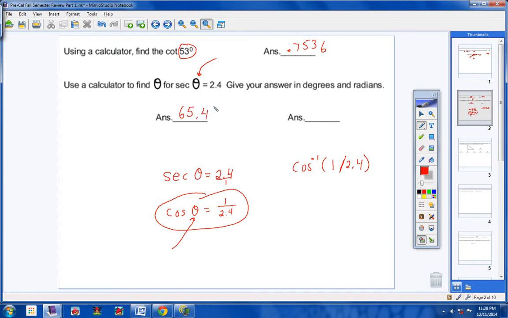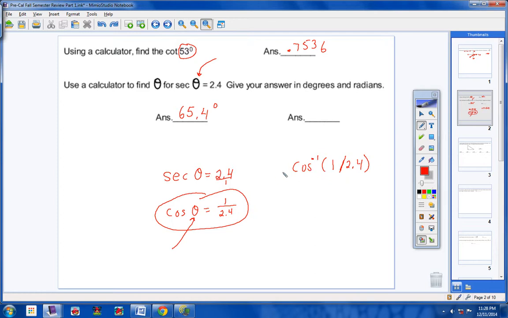65.4 degrees. Now, what if I wanted you to give an answer in radians? Okay, no problem. Before you type all of this in, go back to your mode and convert over to radians. So go to the very top, almost far left, you'll see mode. Go down, push mode, and then highlight radians, and then come out of that. And now do the same thing again.